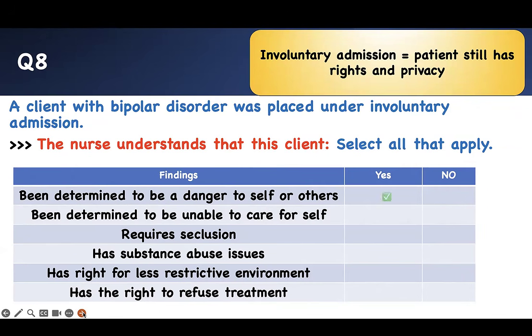Based on that, okay, I'm going to admit you involuntarily because you're going to cause harm to yourself or another person, and because you cannot care for yourself, so I need to provide some physical needs for you. You should not place me in seclusion. Even if I have substance abuse, you have no right to admit me involuntarily. Since privacy should be ensured, the client has the right to a less restrictive environment. And of course, based on that, they can refuse treatment.